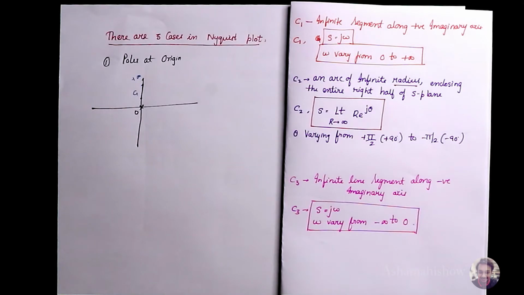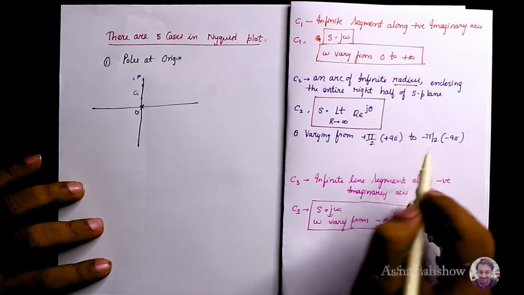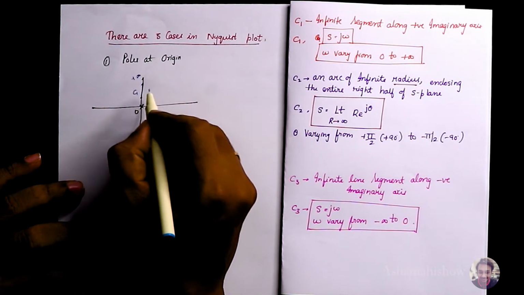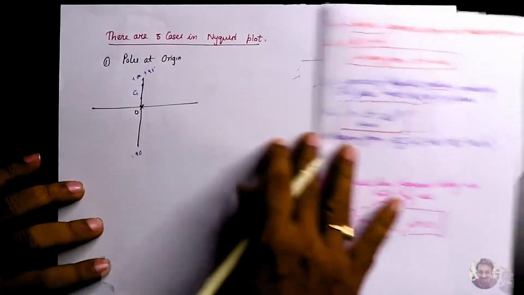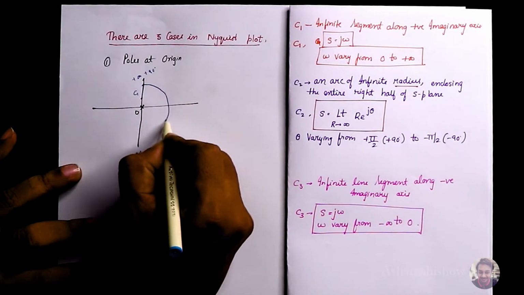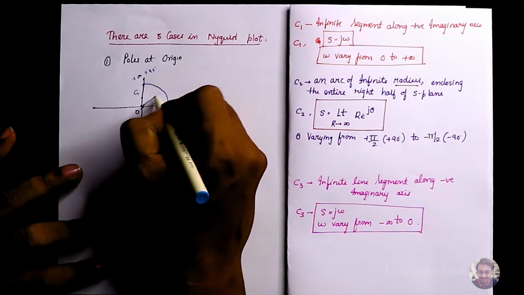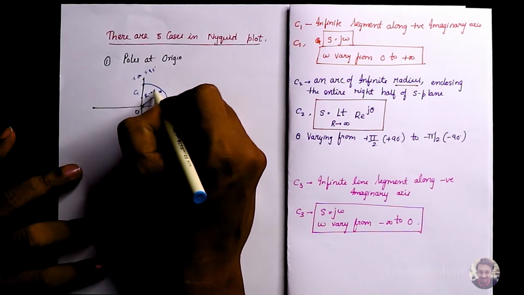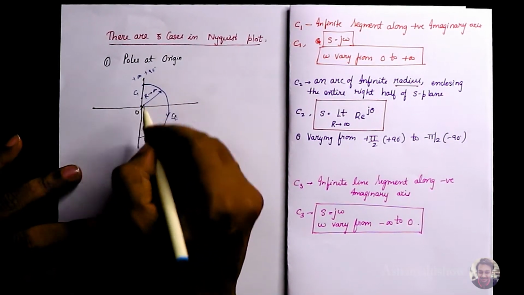Okay, then comes our C2. I keep this aside for your understanding maybe. C2 definitely should be an arc and it varies from plus pi by 2 to minus pi by 2, that is plus 90 to minus 90. So obviously this is plus 90 and this is minus 90. I already told here. So your C2 has to come like this, an exact arc, and obviously your R tends to infinity.